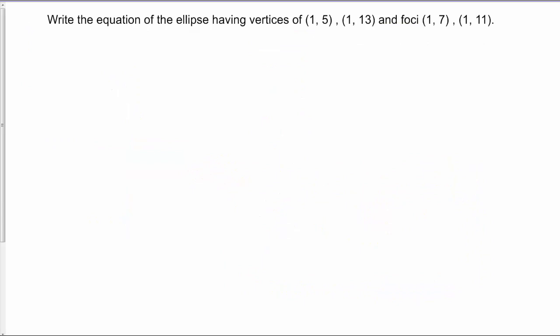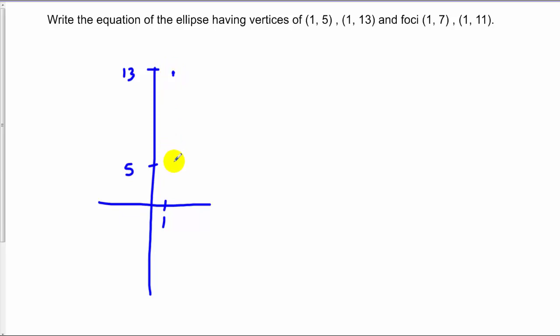Let's do similar with the following example. I now have vertices at 1, 5 and 1, 13. So again, I will draw a sketch. Call this 1, call this 5, this 13. These are my vertices. And right off the bat, I can tell you I have a distance of 8 between the vertices. Therefore, halfway between there, or 4, is going to be where my center lies. So that's going to be a 9. Therefore, since these are vertices, they're vertical, and I have a center now at 1, 9.